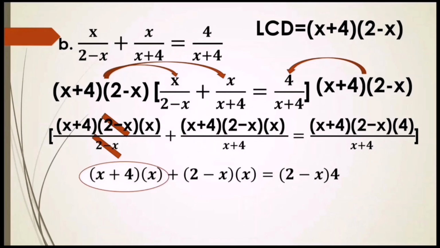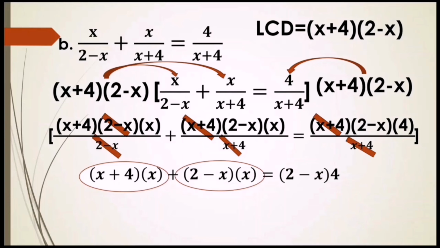Therefore, we have x plus 4 times x. That will remain. And then on our second term, we have a common factor. We can cancel out x plus 4. Therefore, 2 minus x and times x will remain.